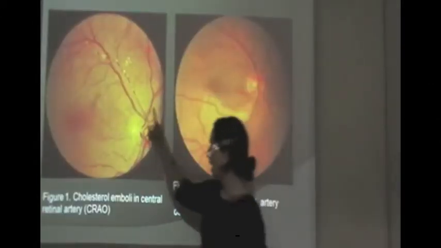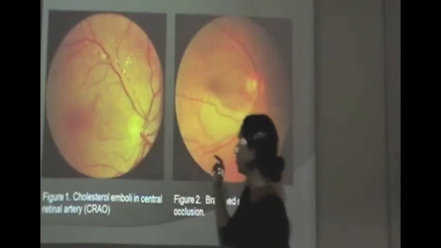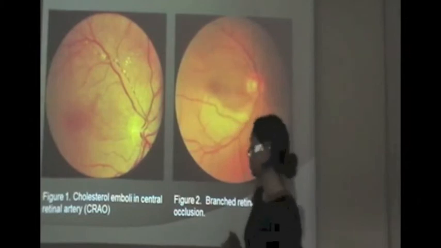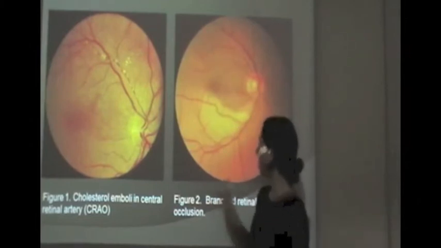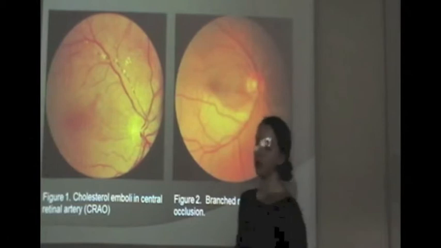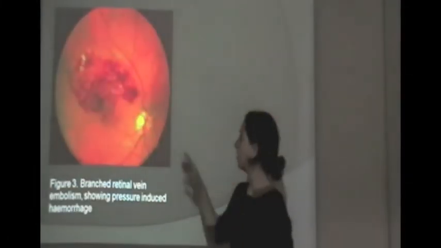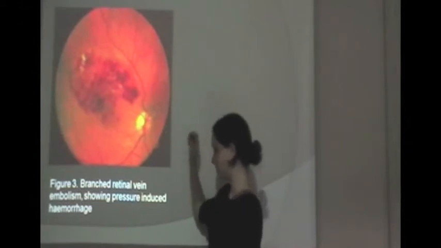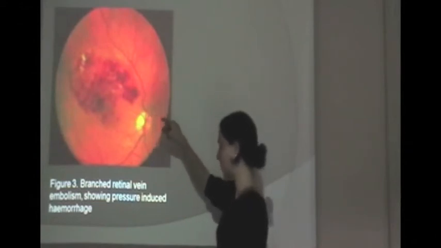These show a cholesterol emboli in the central artery, and this white area here shows the ischemic area of the retinal branched occlusion. This shows the hemorrhage site due to a vein embolism.